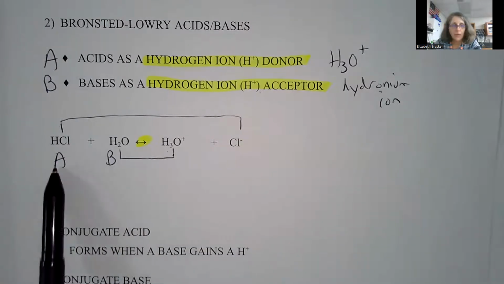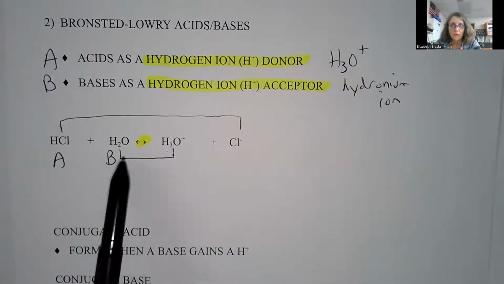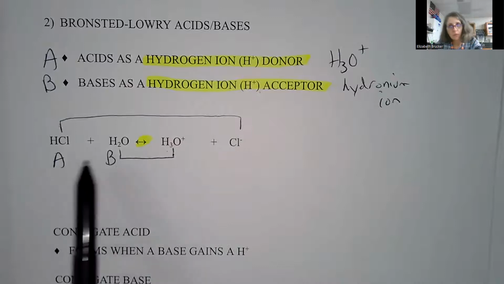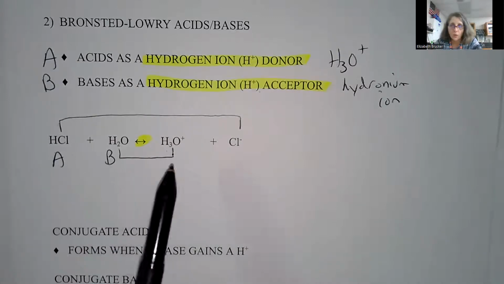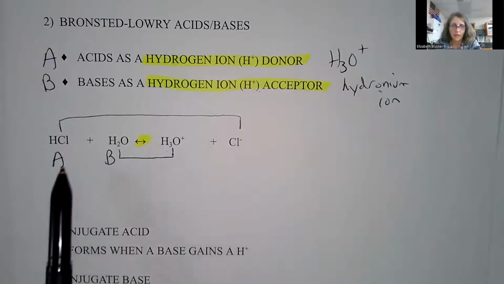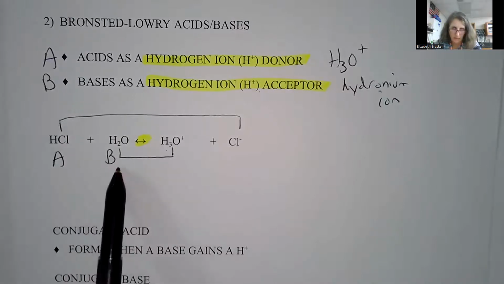Now realize one acid and one base will always be on the left. So acid, base, base, acid. But again, one has to be an acid and one has to be a base. You can't have acid, acid, and you cannot have base, base.